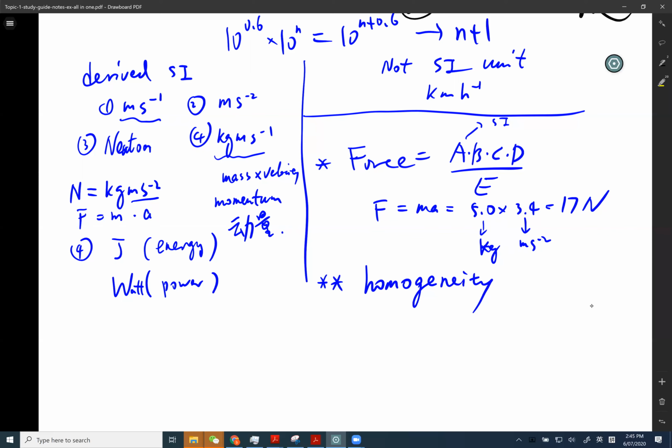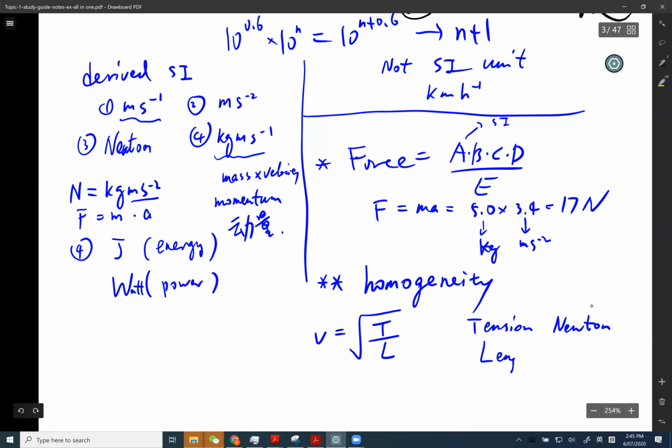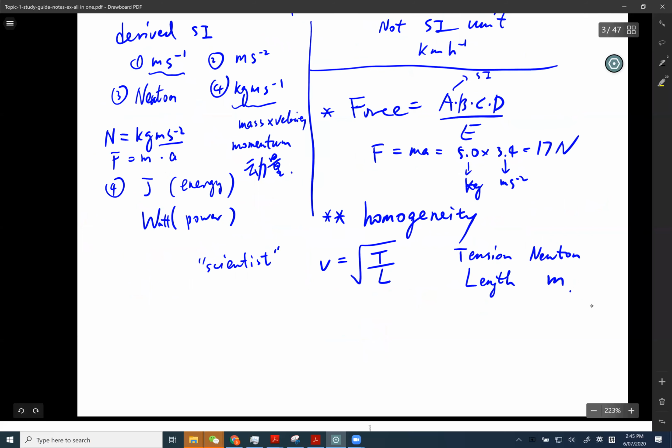For example, a scientist tells you a formula, and we'll make it annoying. Speed equals square root of T over L. T is tension, which means in Newton. L is the length, in meter. A scientist tells you this formula, speed with speed. Of course, you don't have time to check if the experiment is all correct, but at least you can check the unit.